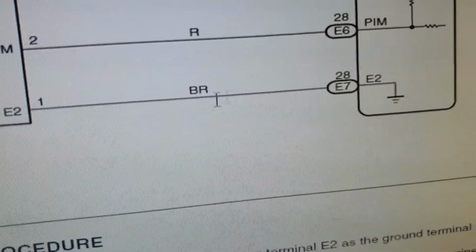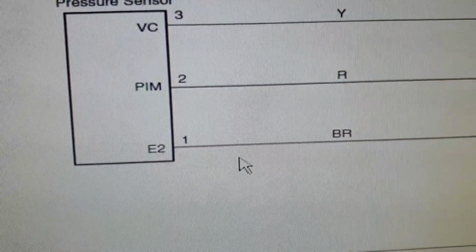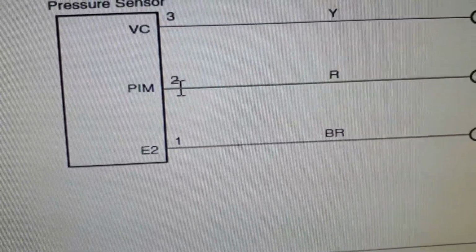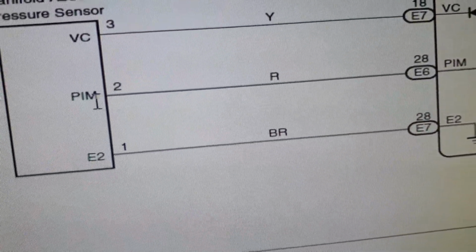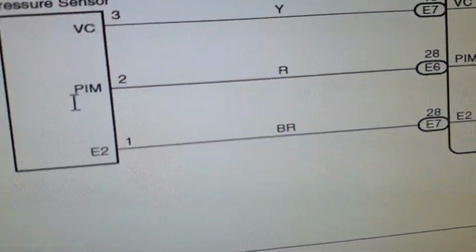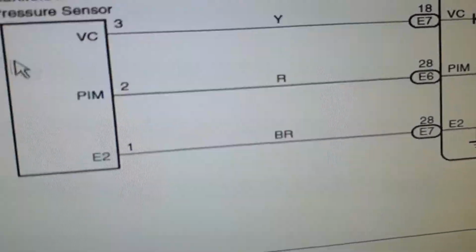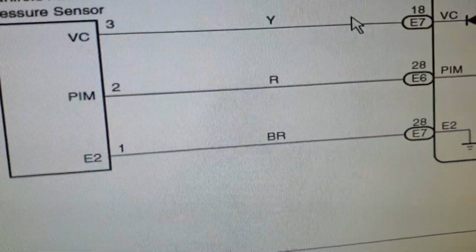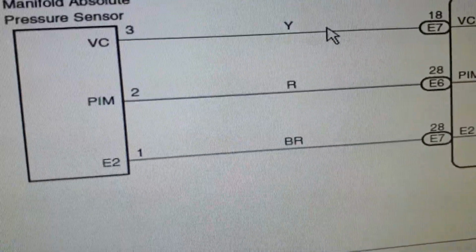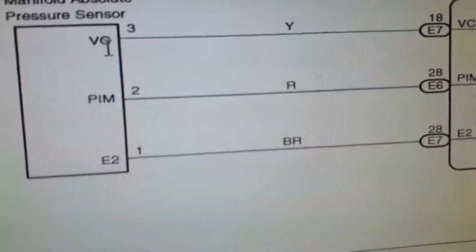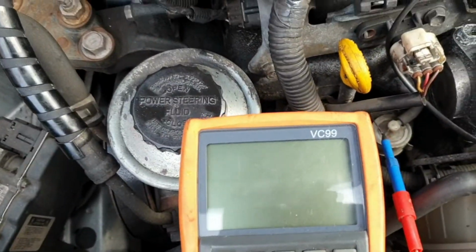And E2 here, this is the connector pin number. So 1 is the ground with the brown color, and 2 is the signal output voltage from the sensor, and input signal voltage to the ECU, and pin 3 is connected with the yellow colored wire, and it's the 5-volt reference voltage supplied by the ECU to the sensor.